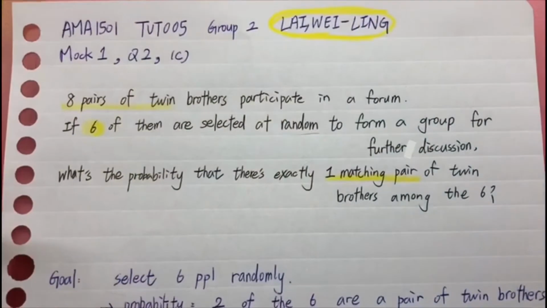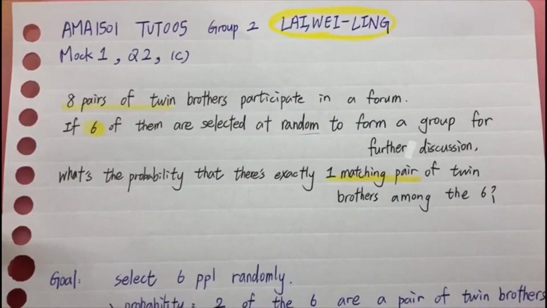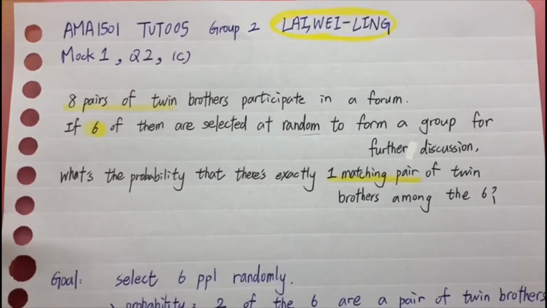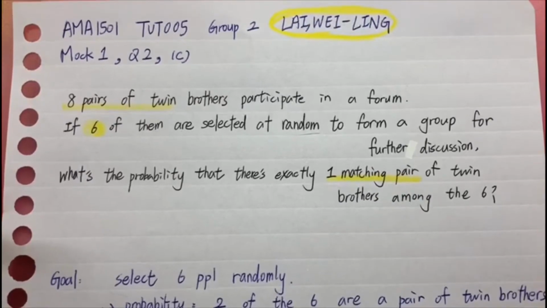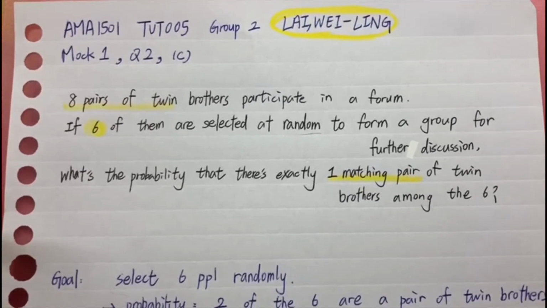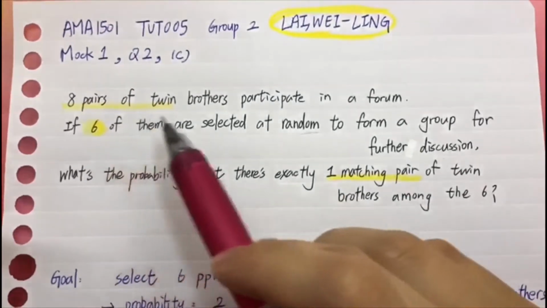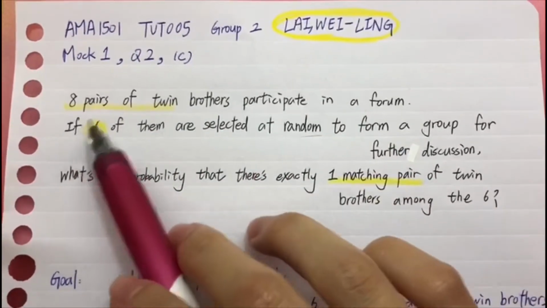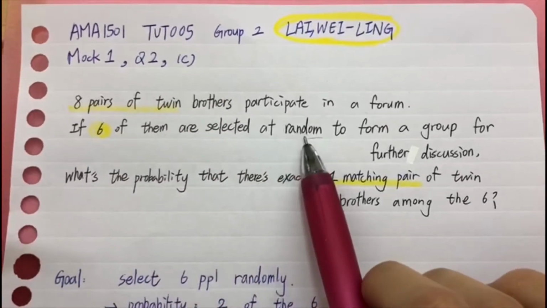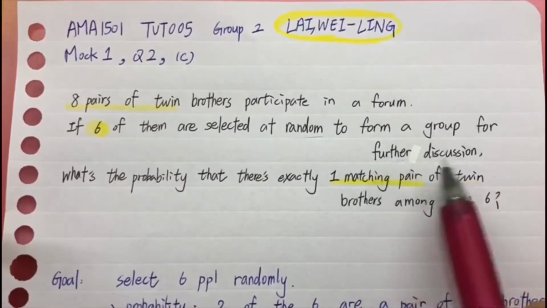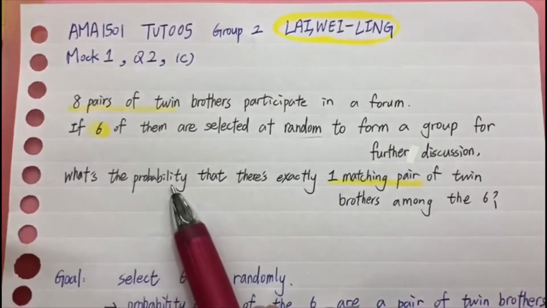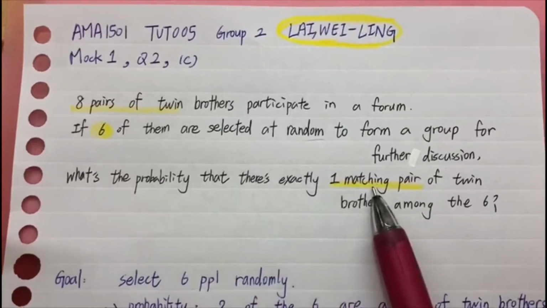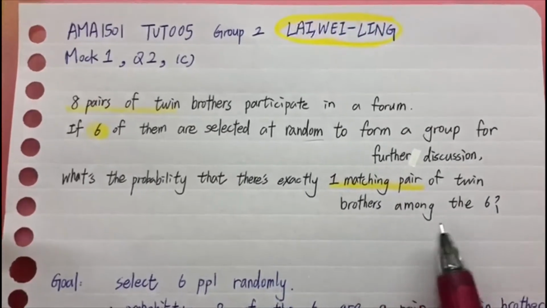Thank you. Hi, my name is Lai Weilin. I'm from Group 2. I'm going to talk about mock paper exam 1, question 2C. 8 pairs of twin brothers participate in a forum. If 6 of them are selected at random to form a group for further discussion, what is the probability that there is exactly one matching pair of twin brothers among the 6?